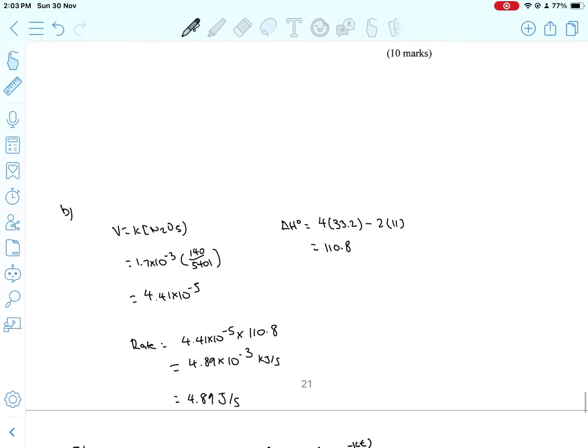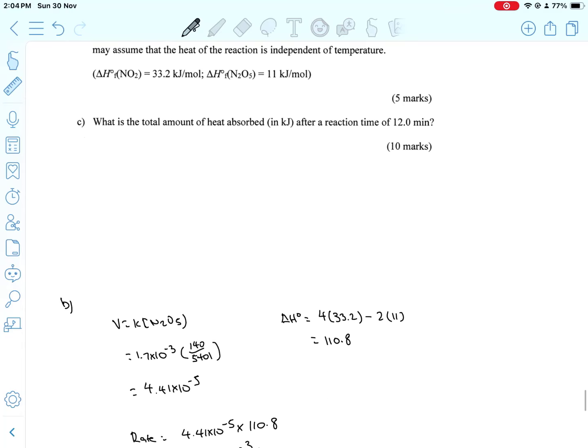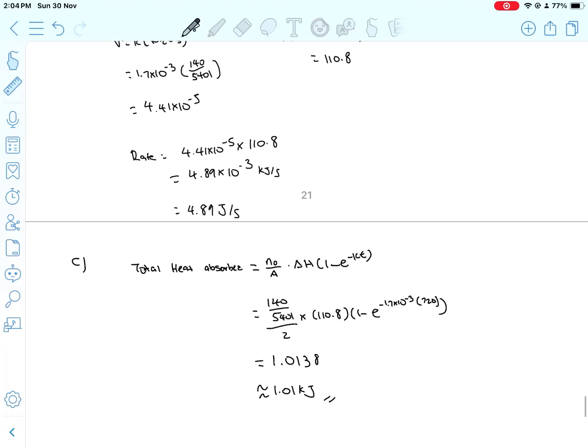Okay, so the first one you need to find is your rate of reaction, which is your k constant times the concentration of your reactant, which will be 4.4 times 10 to the power negative 5. Then next will be to find the standard enthalpy, which is 110.8. You multiply both together, and you get the rate of heat absorption, which is 4.89 joules per second. And I think it's intuitive because enthalpy is the amount of energy released per mole, and reaction rate is the amount of moles formed per second. So you multiply the two together, you will get the amount of heat absorbed per second. I think that makes sense, right?